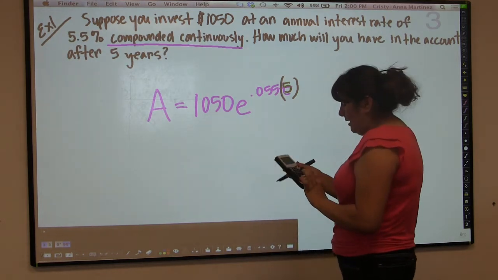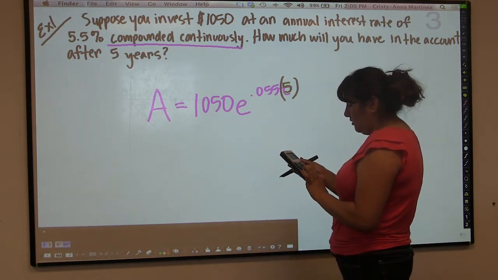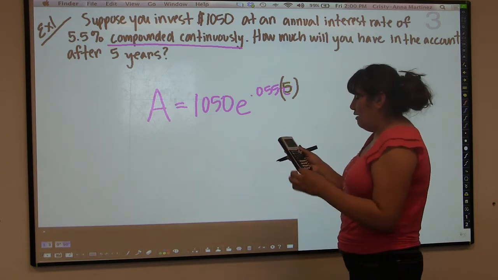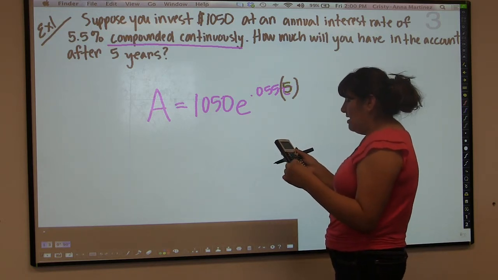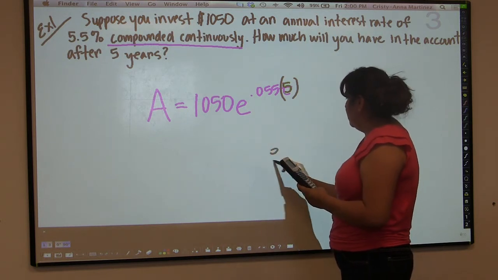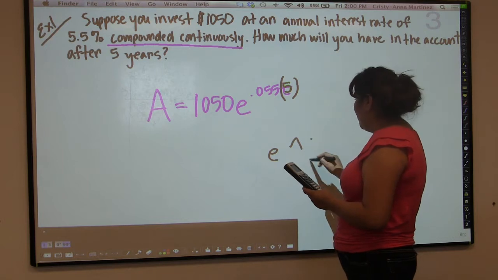On your calculator you will see the log button that you're familiar with by now, and right below it is the ln button. If you hit second and then ln, you will get e with a little caret and an open parenthesis.